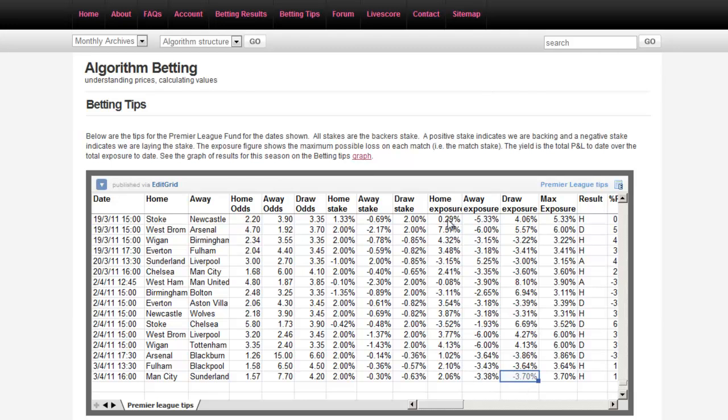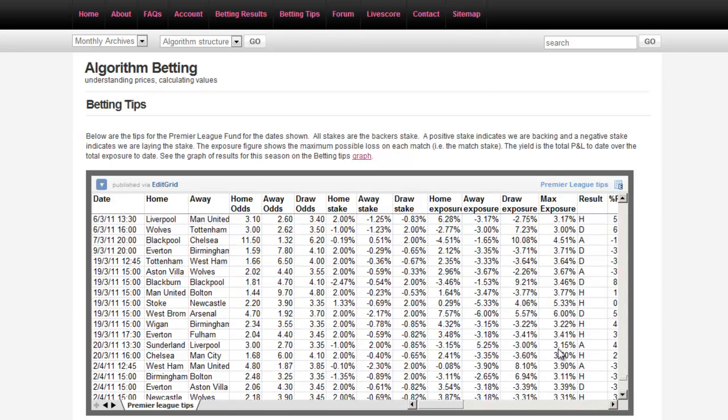Now, clearly not all three of these selections can occur at once. Only one will occur. It will either be home win, away win, or the draw. So one of these results is going to be the outcome, either a win for you or, in these cases, a loss. The max exposure is showing you what the worst case scenario could be. So it's the lowest figure of these three. So here we have minus 3.7. Here we have the lowest figure, minus 3.64. Here we have minus 6 is the lowest figure. Wigan Tottenham, the worst result could have been an away win for Tottenham, which would lose you 6%. Again, that's a £6 loss for every £100 in your betting fund, were you to place the three bets that we suggest.